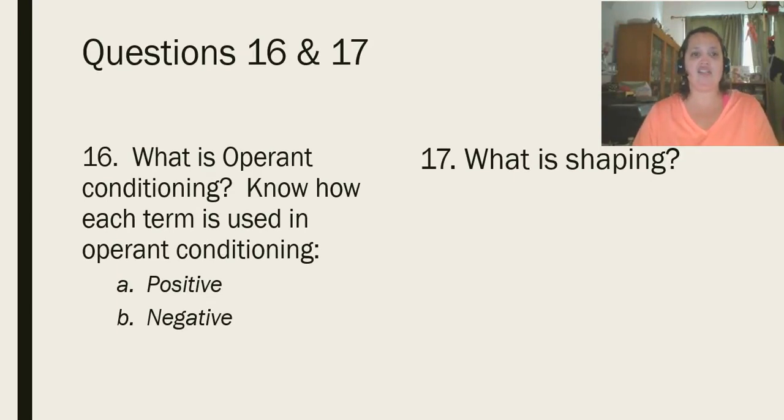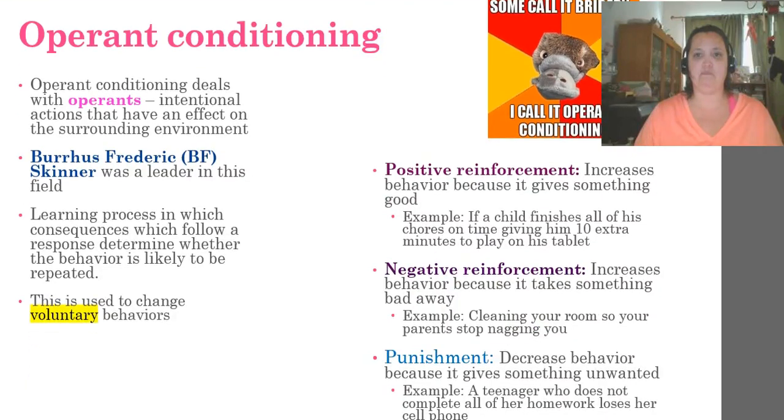Questions 16 and 17. 16, what is operant conditioning? We want to talk about positive and negative and how it's used. And what is shaping? Okay, operant conditioning has to do with voluntary actions, operants, things that we choose to do that can have an effect on our environment, and then we see the consequence.